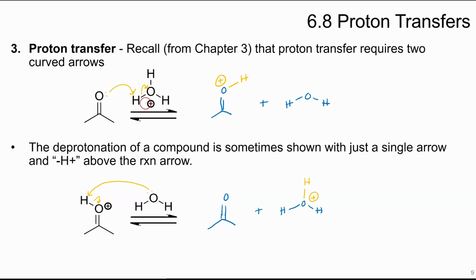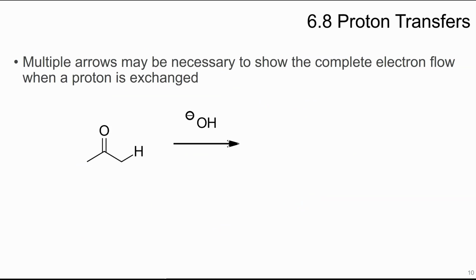And then notice that the charge stays the same. So we had a positive charge on this side, and now the positive charge is here, positive here, and positive here. So those stay balanced. So sometimes multiple arrows can be necessary to show complete electron flow when an electron is exchanged.